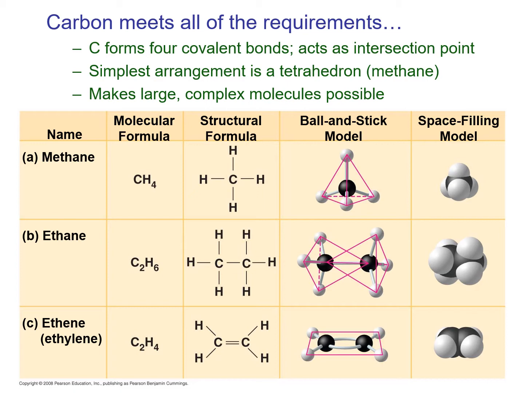The ane at the end tells us that there are no double bonds. There's only single bonds within the carbon backbone. The ene tells us there's a double bond within the carbon backbone. So these names all make sense, and they tell you quite a lot about the molecule.